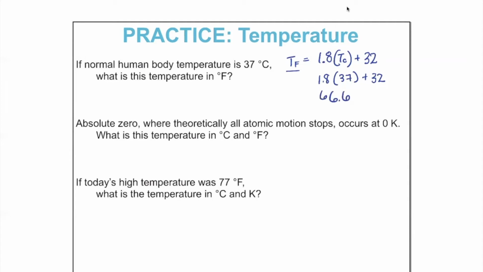66.6. Okay, now I'm not going to round yet, but if I look at my significant figures, 1.8 is 2 and 37 is 2. And this is multiplication. So we're going to want 2 sig figs in our answer.